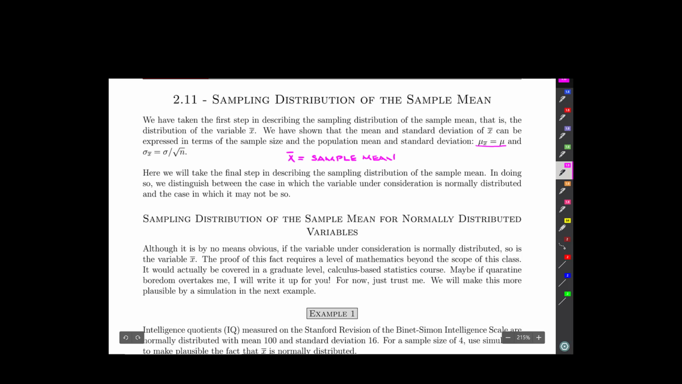Okay, so we have mu sub X bar is equal to mu, which means, like we said, that the average of the sample means is equal to the average of the population. Sigma sub X bar is equal to sigma divided by the square root of n. So that is the standard deviation of our sample means is equal to the standard deviation of the population divided by the square root of our sample size.